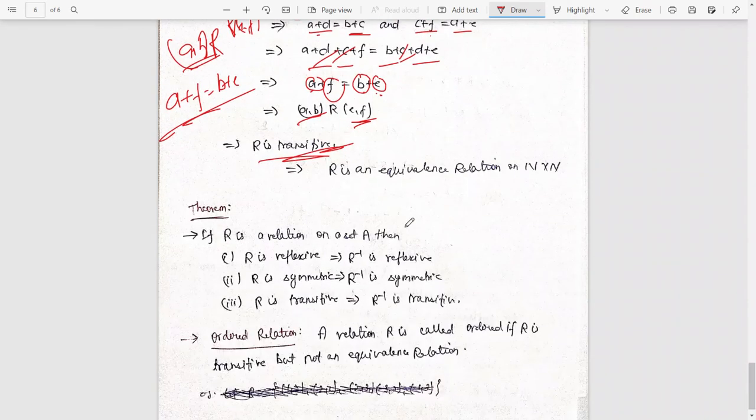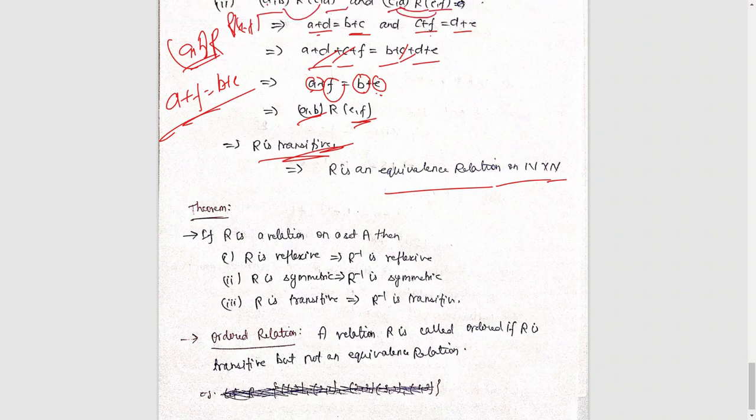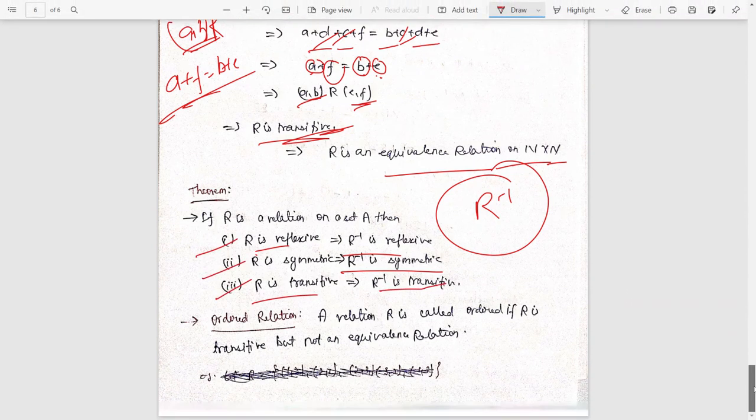So it means that R is an equivalence relation on N cross N. So obviously, if you want to prove any relation, for example, then you just have to prove it reflexive, symmetric, and transitive. Okay, so some more information. If R is reflexive, then R inverse is also reflexive. Inverse, I just told you how to find the inverse. If R is symmetric, then R inverse is also symmetric, and if R is transitive, R inverse is also transitive. So you need to keep these things in mind.